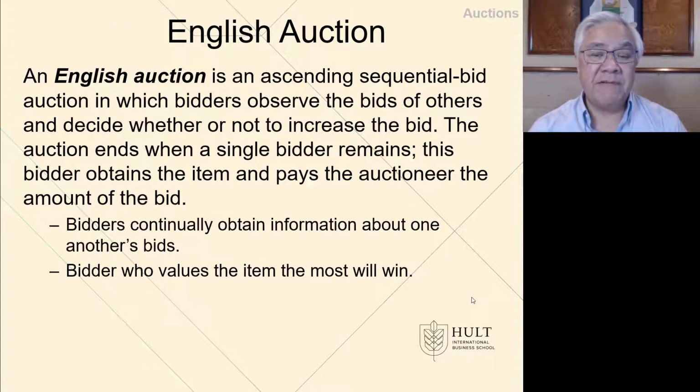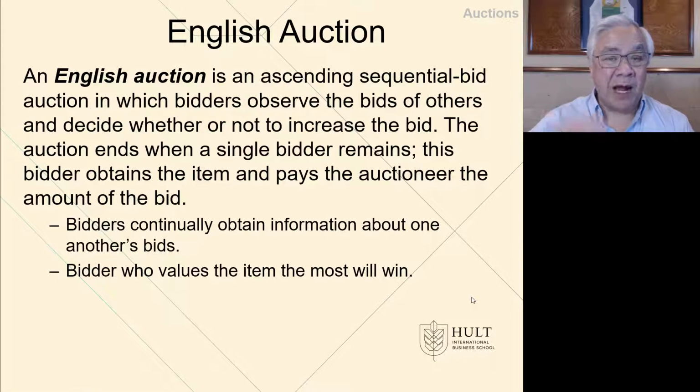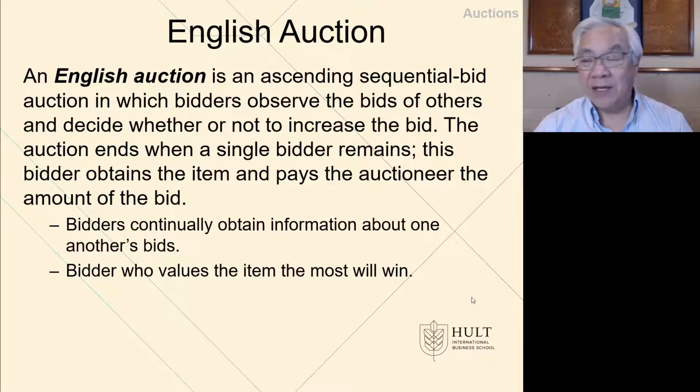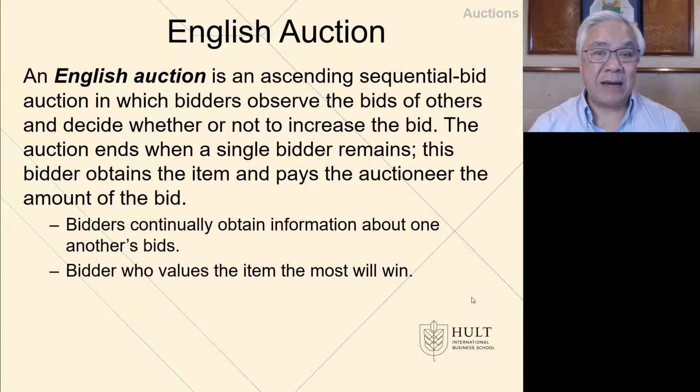An English auction is where you have an ascending sequential bid, which means someone says, what will you give me for this item? And the bid will then rise from bidders who compete against each other. The auction ends when a single bidder remains, and therefore that bidder will obtain the item and pays the last amount of the bid that was provided. The bidders continually obtain information about the other people's bids. So you're in the auction room and you see the action taking place, who's jumping in, who's dropping out. So that provides you some information about who you're competing with.